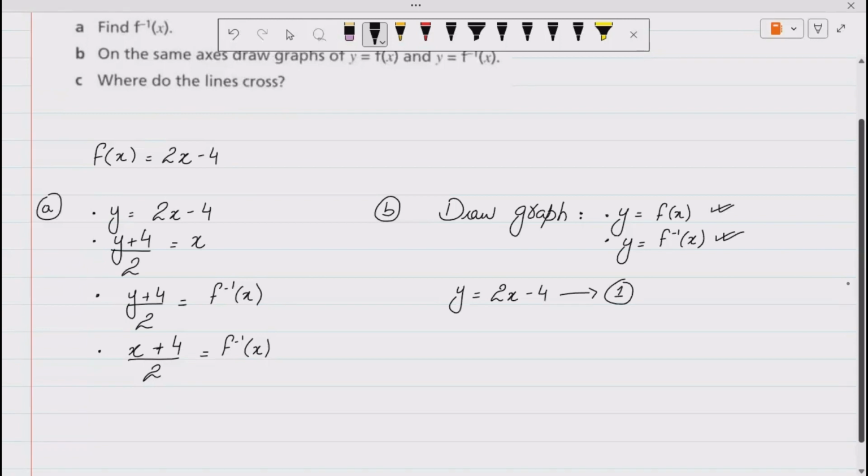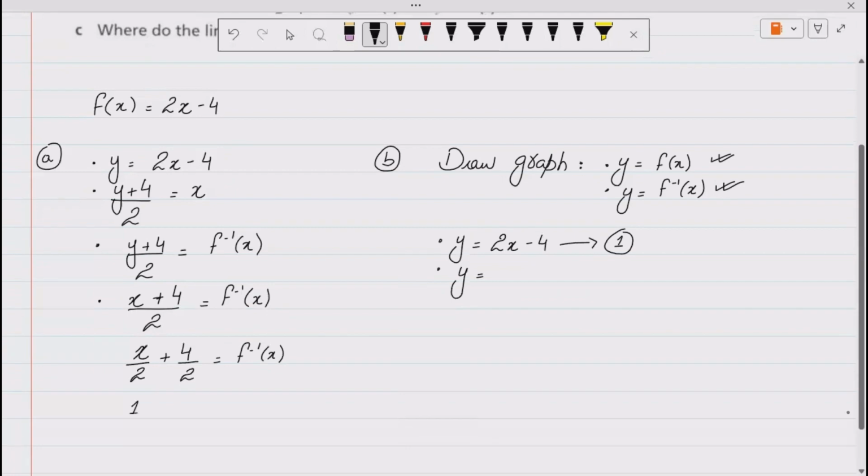Second one is y equals f inverse x. So y equals f inverse x is (x plus 4) upon 2. So we can write x upon 2 plus 4 upon 2 equal to f inverse x. I am just simplifying it. So we can write it as 1 upon 2 x plus 2 equals f inverse x. So this is y equals f inverse x, and f inverse x is 1 upon 2 x plus 2. So this is equation 2.